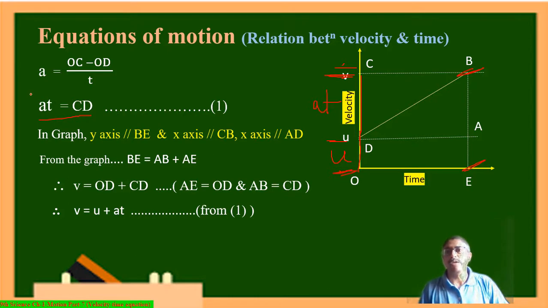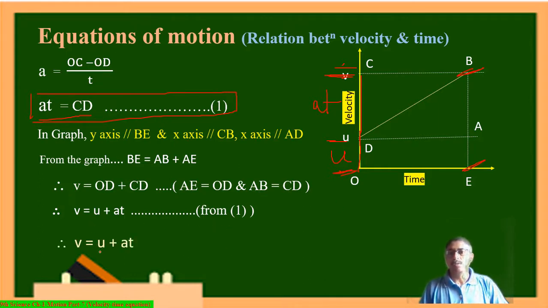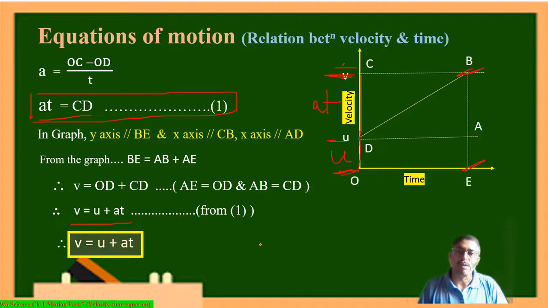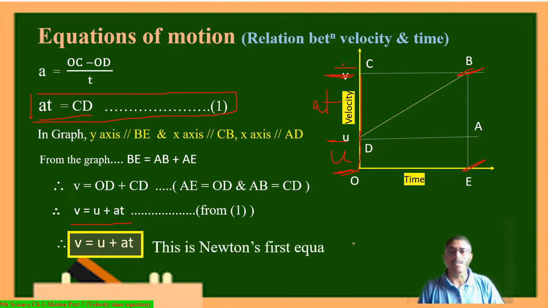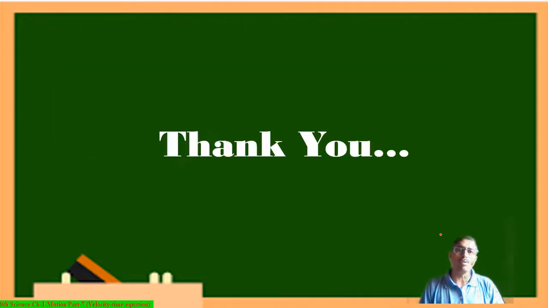How? From equation 1, CD is at. Then v is equal to u plus at. We get the equation: final velocity is equal to initial velocity plus at. That means v = u + at. This is the first equation of motion given by Newton. This is Newton's first equation of motion. Thank you.